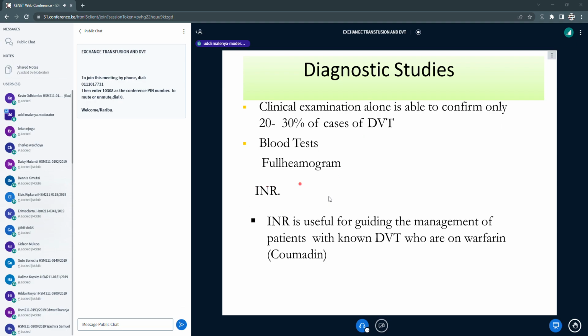INR, international normalized ratio, is important for you to be able to check certain clotting factors. It is important for you to do your INR. The reason is because of the certain clotting factors that are usually affected by warfarin.